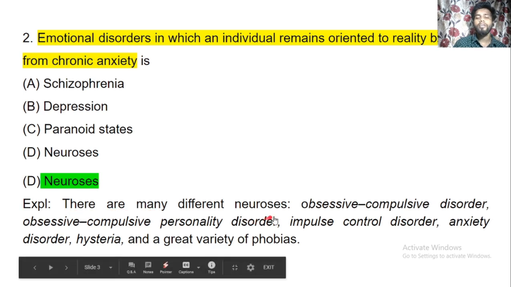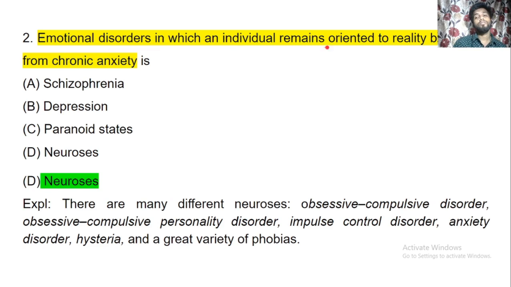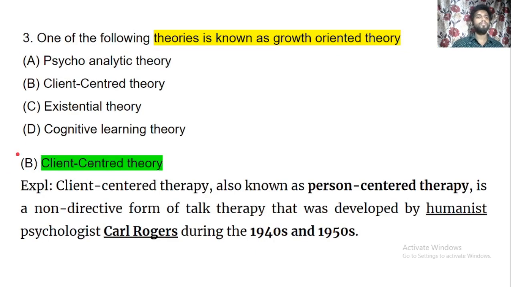There are many different neuroses: obsessive compulsive disorder, obsessive compulsive personality disorder, impulse control disorder, anxiety disorder, hysteria, and a great variety of phobia. When there is an emotional disorder in which an individual remains oriented to reality and suffers from chronic anxiety, it is known as neurosis. Now next question: which one of the following theories is known as a growth oriented theory?